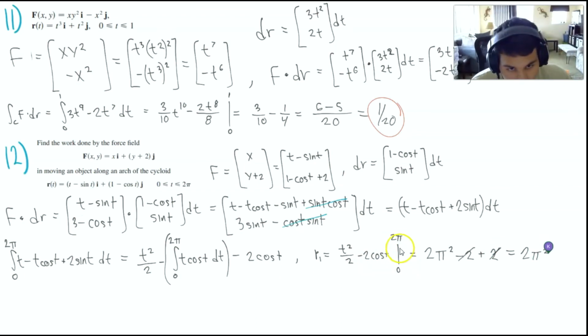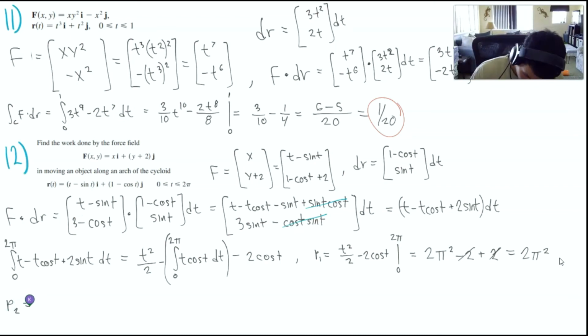So what I did right there is I evaluated for 2 pi first, which is 2 pi squared minus 2. And then in my head, I evaluated for 0, and 0 squared is 0, and putting 0 into this function is just 2. But remember, when you integrate, it's f of b minus f of a. So there's a negative in there. So that negative 2 turns into a positive 2. So the 2's go away. We just get 2 pi squared. Unfortunately, we still need to do part 2, which is equal to the integral from 0 to 2 pi.